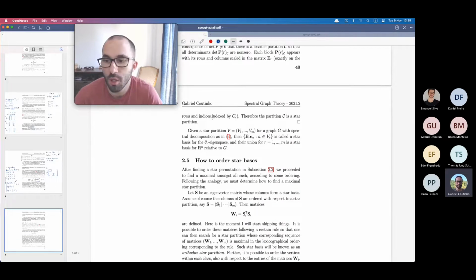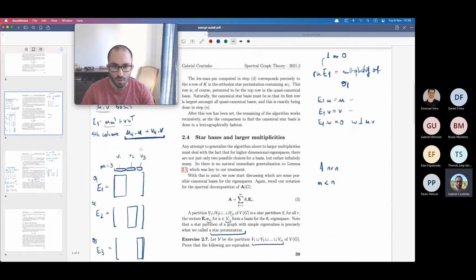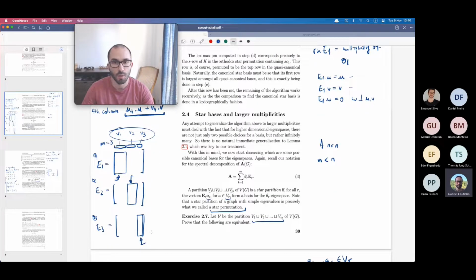So given a star partition of a graph with a spectral decomposition, the choice of the columns is called a star basis. So if this is a star partition, then these columns form a basis for the theta 1 eigenspace, these form a basis for the theta 2 eigenspace, these form a basis for the theta 3 eigenspace, and all of these bases united form a basis for the space. This basis for the space is called a star basis. All right?